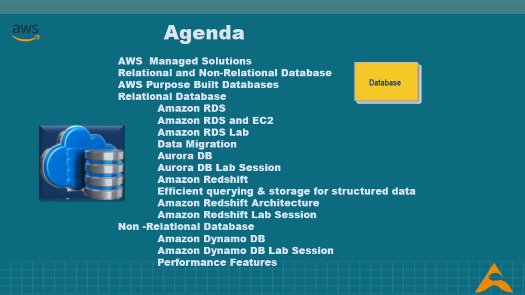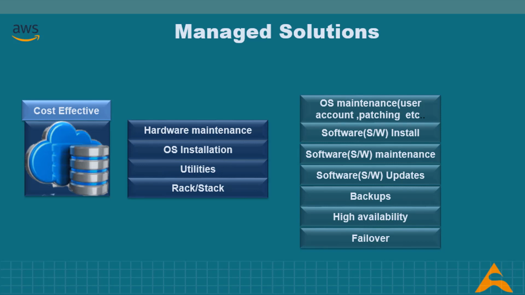See, broadly we can split cloud database into two different deployments. A virtual machine that you manage with your choice of database installed and a fully managed database service. We'll discuss this with reference to RDS and EC2 instances. For a virtual machine that you manage with your choice of database, and with managed solutions, the user no longer has to deal with operational overheads like utilities, hardware maintenance, operating system installation, and rack or stack. Whereas for a managed solution, in addition to the above, the user doesn't have to deal with operating system maintenance, software installation, maintenance, and software updates. The user need not worry about backups, high availability, and failovers.